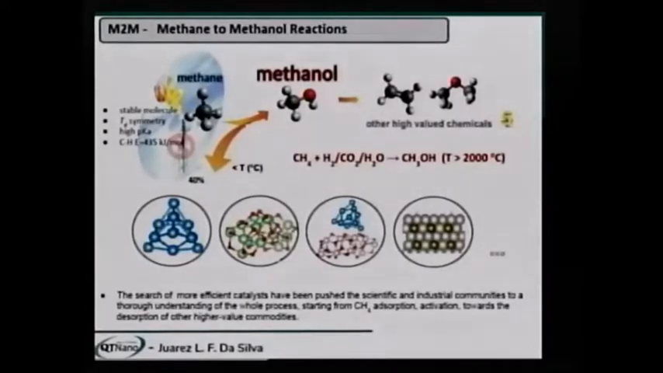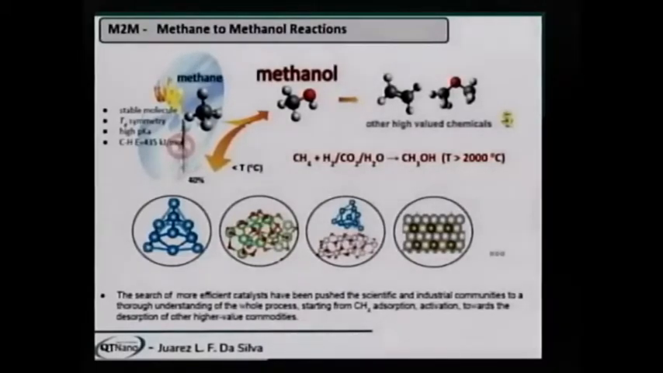to obtain other products is a challenge because we all know that it's a stable molecule. It has tetrahedral symmetry, and in this case, it's difficult to remove the hydrogen. To remove this hydrogen is necessary at least 435 kilojoule per mole. So one of the strategies here is to use different types of materials to decrease the energy necessary to break the molecule, since it is needed to activate methane. The first step to activate methane is to break and remove this hydrogen.